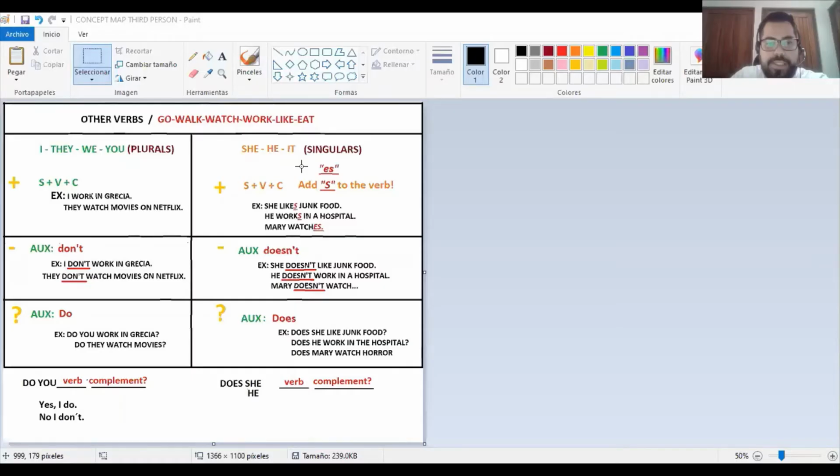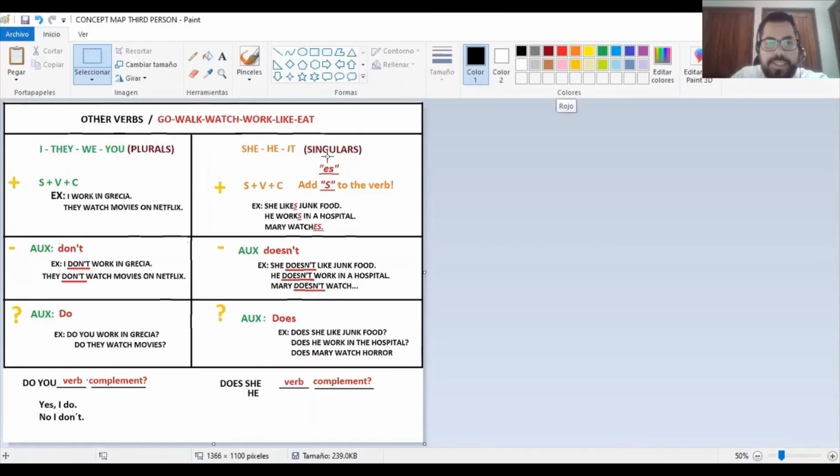Okay, guys, to finish the unit 2 and to get into unit 4, I have to show you this over here. Do you remember about this? Yes, it was about how to create sentences in positive, how to create sentences in negative. Do you remember that we have two groups? Yes, we have two groups, the singulars and the plural ones.